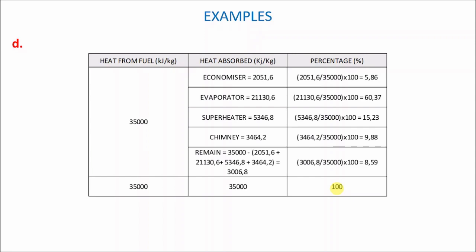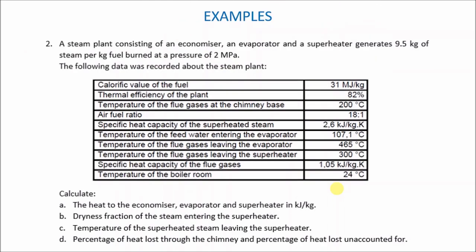In the last 10 minutes that we have, let us look at another example and see how we are going to go about it. So this is the question that we have. Again, you have a steam plant consisting of an economizer, an evaporator, and a superheater, and you are told that the steam plant is generating 9.5 kilograms of steam per kilogram of fuel.